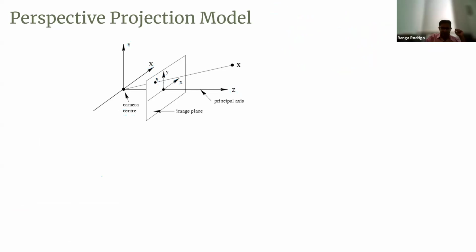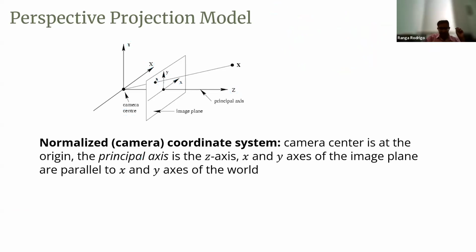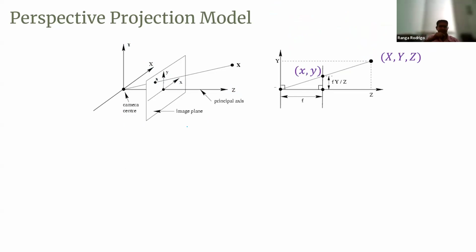Okay. So now let's draw it in normalized camera coordinate system. Camera center is at the origin. The principal axis is the z-axis. X and y axes of the image plane are parallel to the x and y axes of the world. You can see that. So this is a 2D picture of this scene that I have drawn here. So now you can see the world point is here. That is what we designated as the capital X. The point in the image we designated as small x. That's this one.